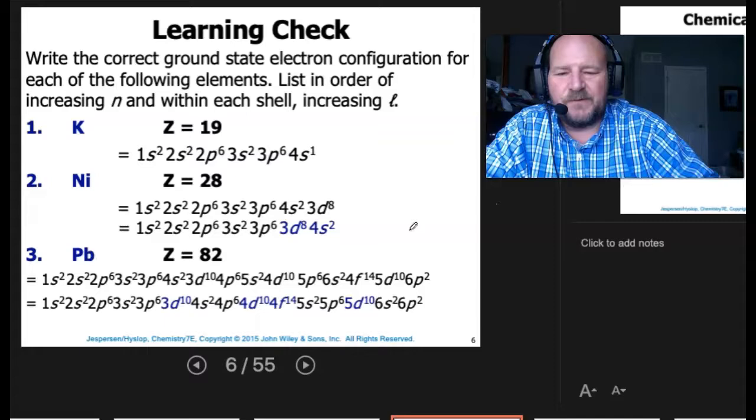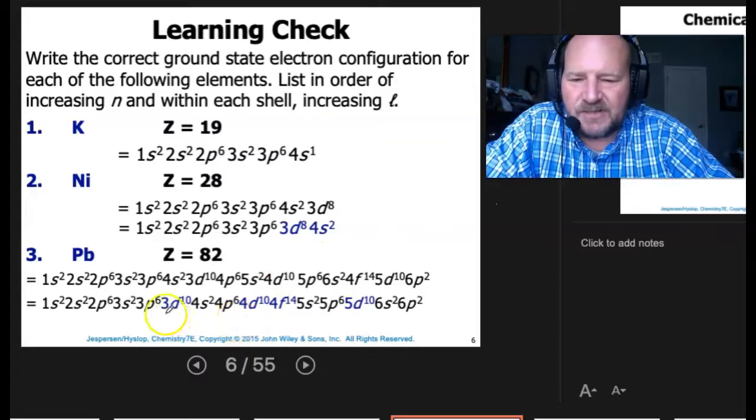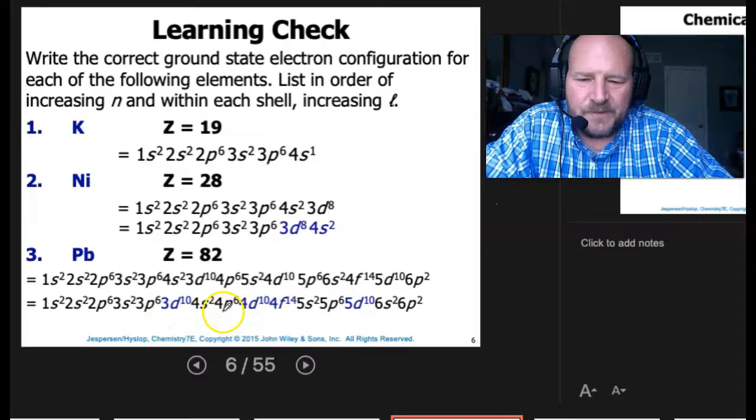And again, if you want to rearrange to get the energy levels correct, we'll move the 3d10 over with the 3p6, the 4d10 with the 4p6, the 5d10 with the 5p6.